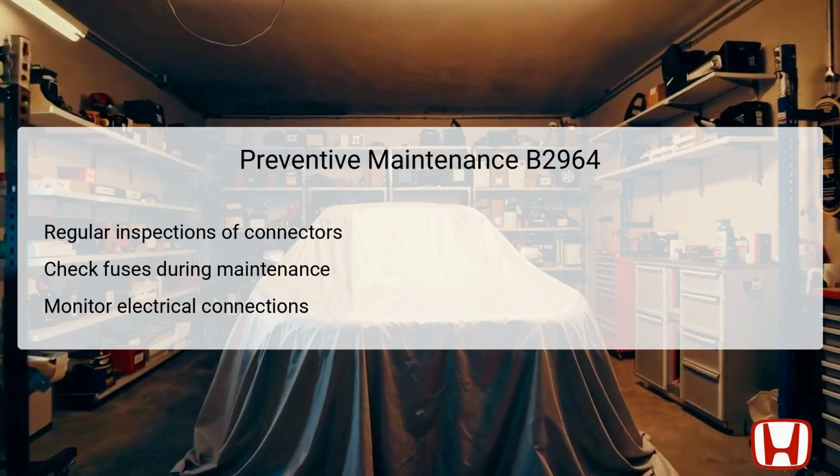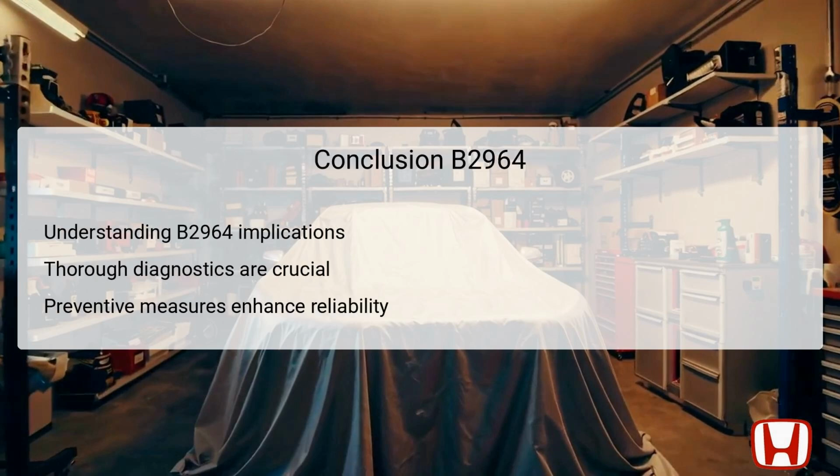These preventive measures can significantly reduce the likelihood of future communication failures, ensuring that the vehicle's climate controls function smoothly and without interruption. Proactive checks create a smoother driving experience and promote the longevity of the climate control systems integrated into the Honda Accord. In summary, understanding DTC B2964 is critical due to its implications for the climate control functionality in Honda Accords from 2017 to 2023.